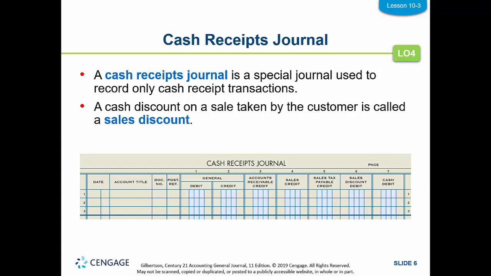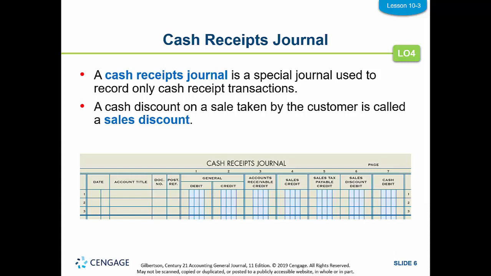Notice it says doc number. Now before, in our cash payments journal, this would have said check number. In our sales journal, it would have said sales number. But in our cash receipts journal, it's still going to say doc number because we do have a variety of docs that are going to go in here.